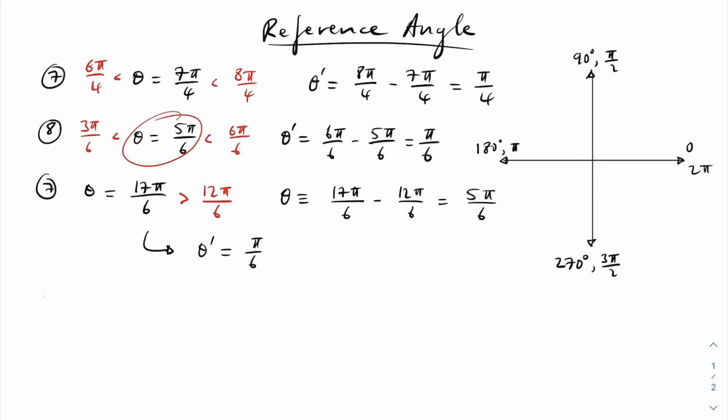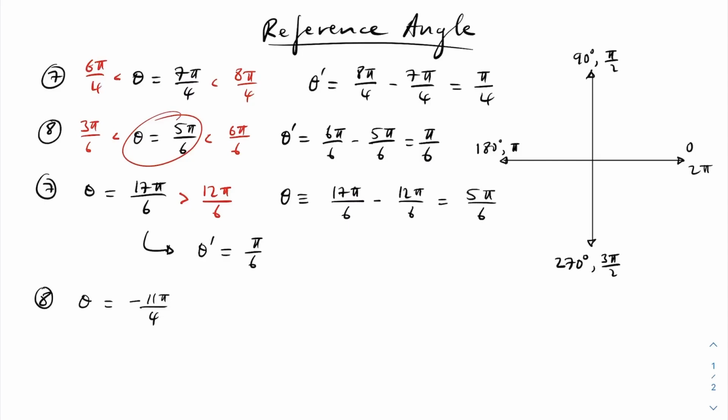All right, let me give you one last example. Let's say you had theta equals negative 11 pi over 4. So this angle here is clearly out of the range of 0 to 2 pi because it's negative. So to bring it into the range, all we have to do here is add 2 pi to it.